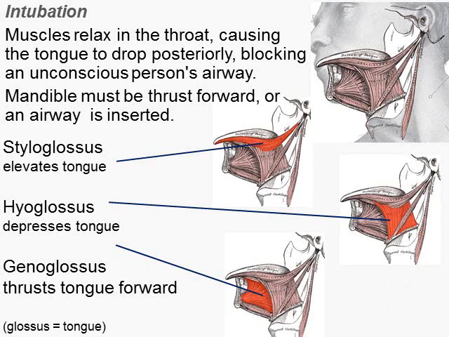Three of the major muscles that affect the tongue: one of them, the styloglossus. Glossus refers to tongue. It's going to elevate the tongue. The hyoglossus is going to depress the tongue, and the genioglossus thrusts that tongue forwards.